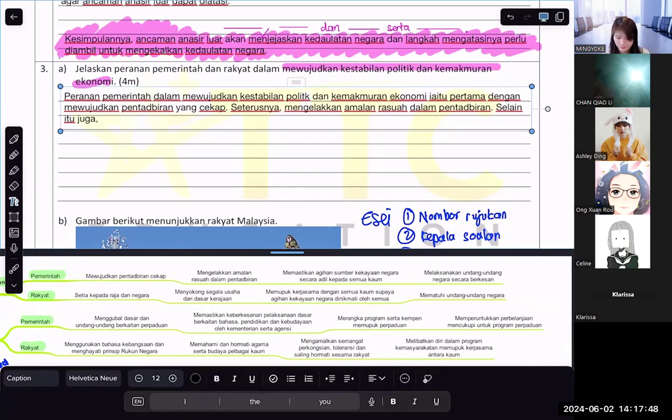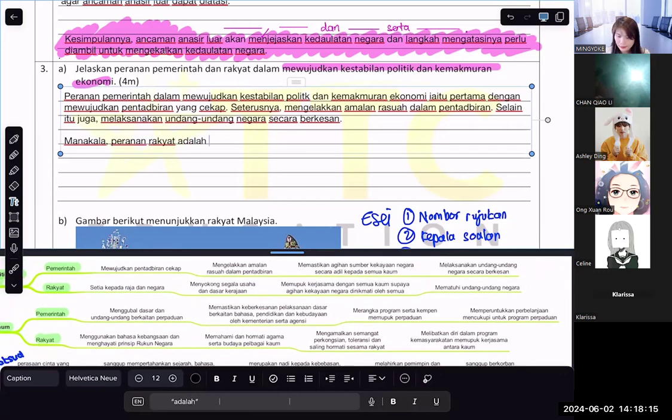Melaksanakan undang-undang secara berkesan. Okay, then manakala peranan rakyat adalah setia kepada raja dan negara. Correct?